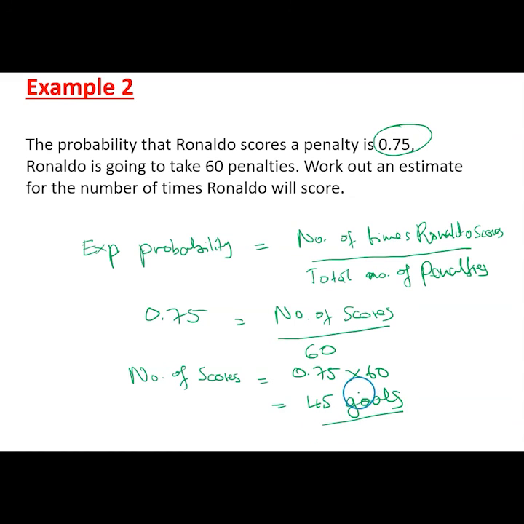Okay, so for 60 penalties, we expect Ronaldo to score 45 goals. Not bad, is it?